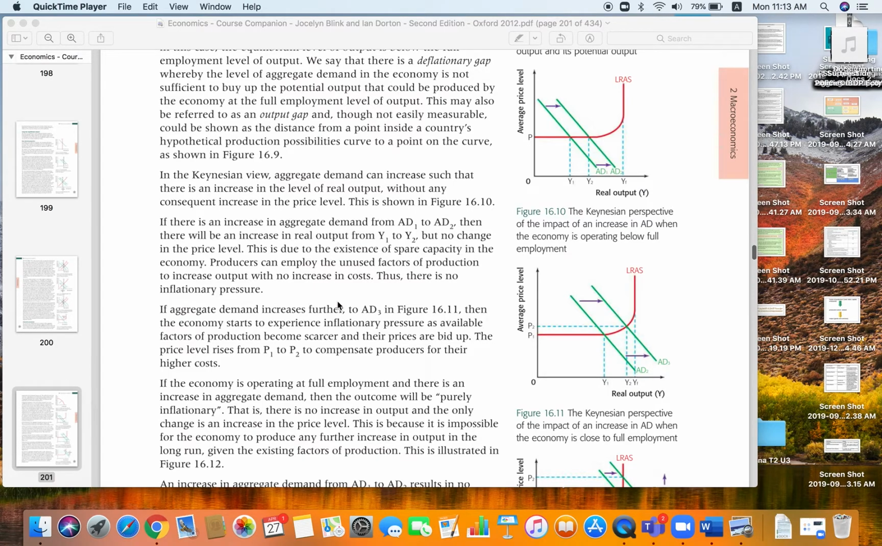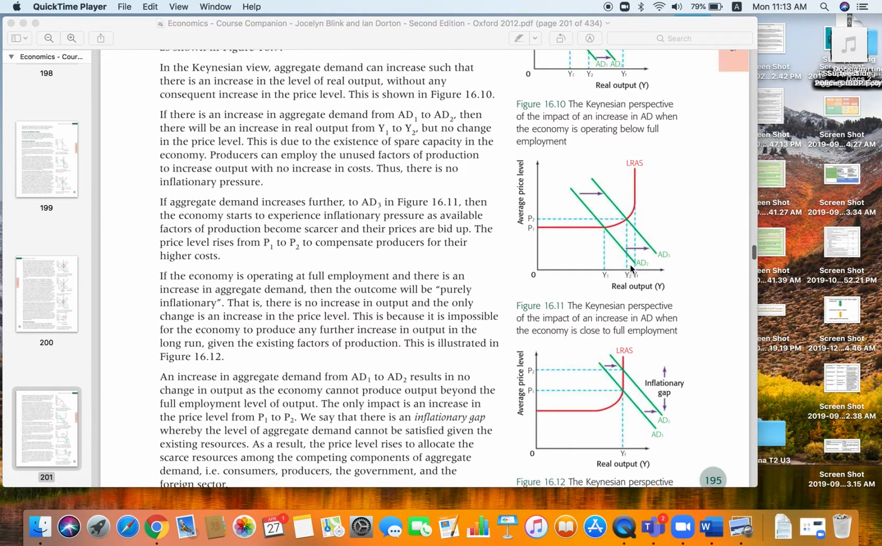Now, if aggregate demand increases even further, to another level, then you can see here in 16.11, we're starting to dip into our spare capacity. So you're going to experience some inflationary pressure because costs are starting to rise. The production is becoming more scarce, right? There are fewer resources to make it. So the price level is going to start to rise from P1 to P2. We're getting closer. Our deflationary gap is now shrinking a little bit.